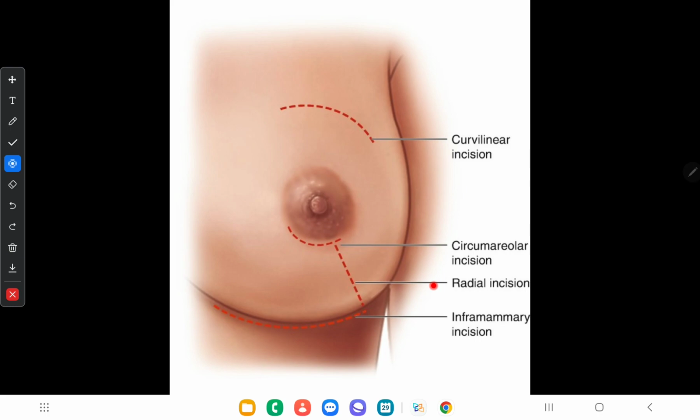So those are the important points that you have to know regarding breast anatomy and breast carcinoma.